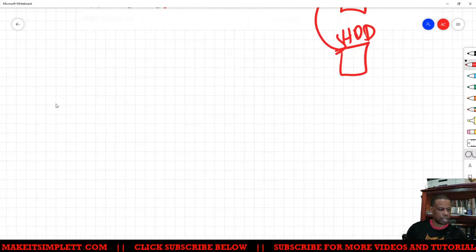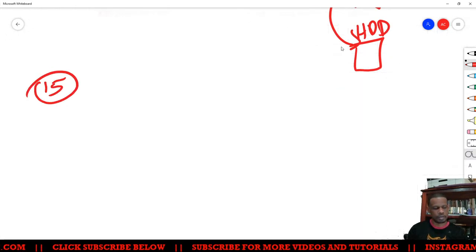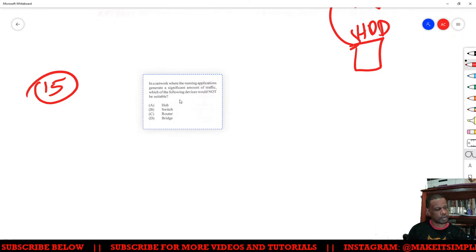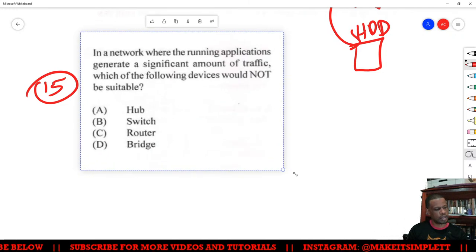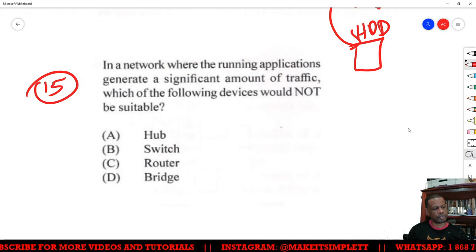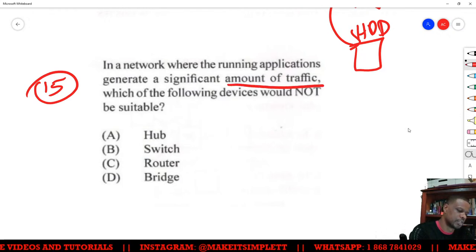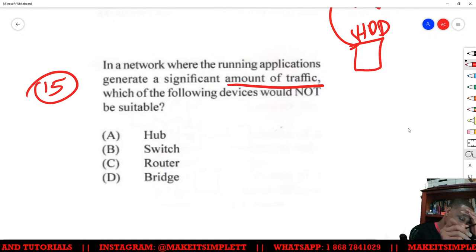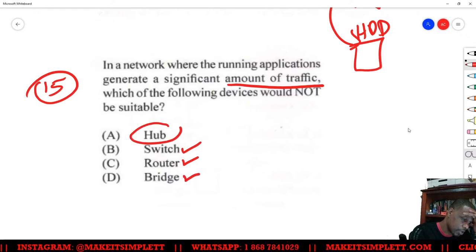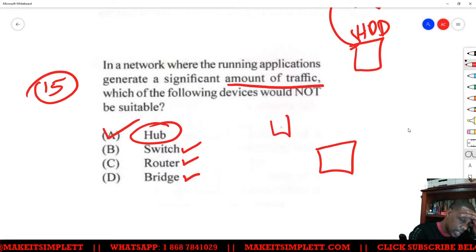Look, another networking question. In a network where the running application generates a significant amount of traffic, which of the following devices would not be suitable? So you generate a significant amount of traffic, so you want to find devices that are smart enough to handle it. Is a switch smart? Yes. Is a router smart? Yes. Is a bridge smart? Yes. A hub? Nope. A hub is pretty dumb, because all a hub does is be in the center and just shout.